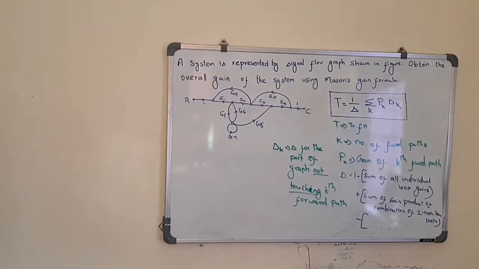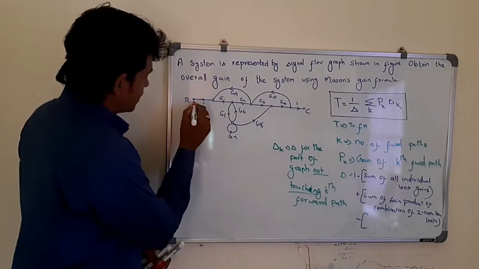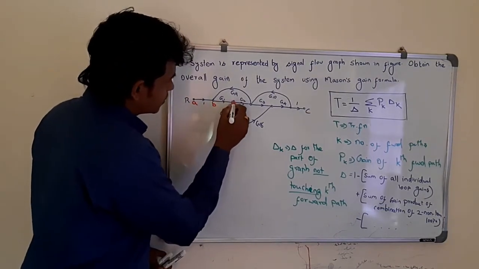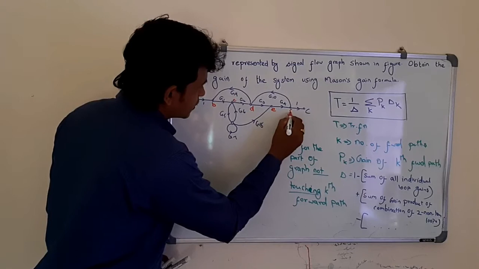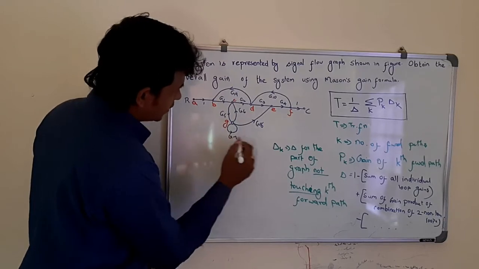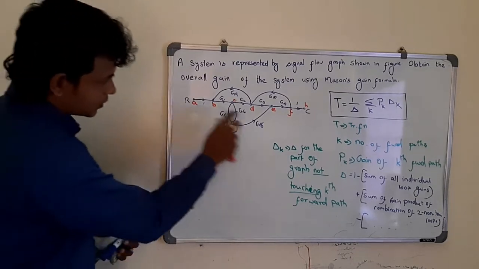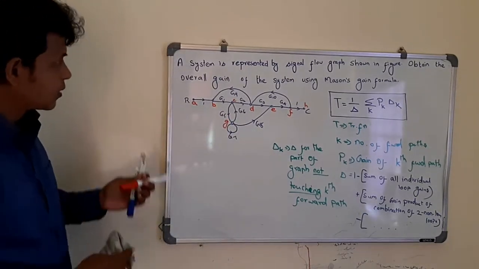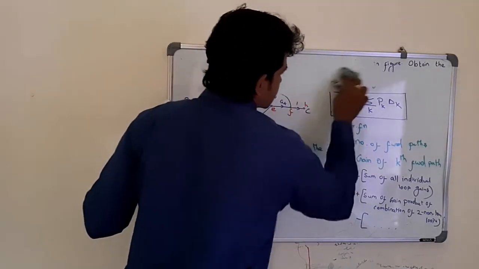Before starting, we have to name the individual nodes. So the first step is naming the individual nodes. Let this node be A, this node be B, this node be C, this node be D, this one E, this one F, this one G, and this one H. So I have named them. The first step is to name the nodes. Now we have to identify the forward paths, and how many forward paths are present.